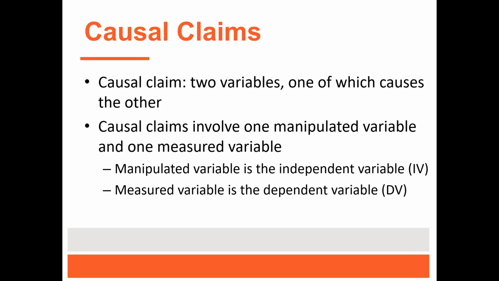All right, the last claim that we'll talk about is called a causal claim. This is again where you have two variables, but you're trying to see which one causes the other. In a causal claim, you have one manipulated variable and one measured variable. Remember, for association claims, both variables are measured. So we have a manipulated variable, and our manipulated variable is called the independent variable, and we abbreviate that IV. And the measured variable is the dependent variable, and we abbreviate that as the DV.